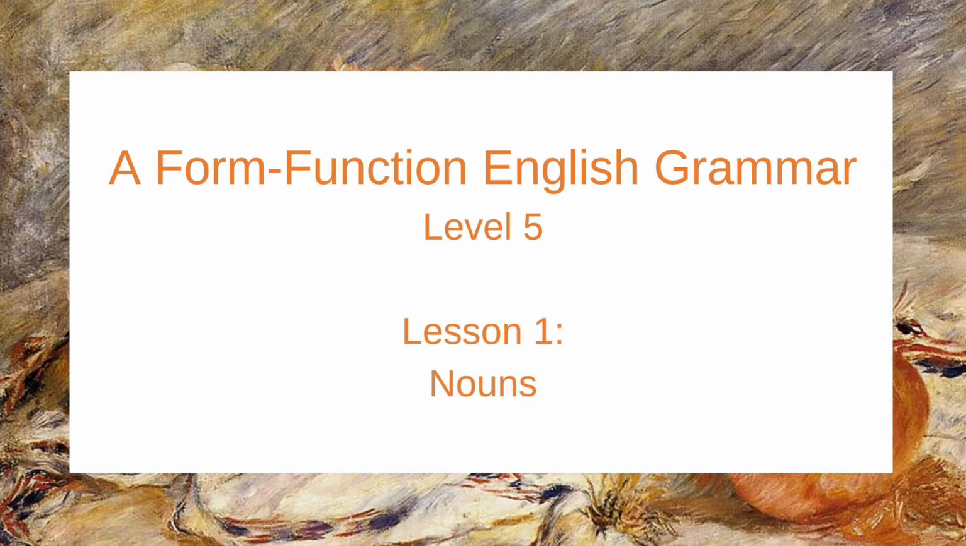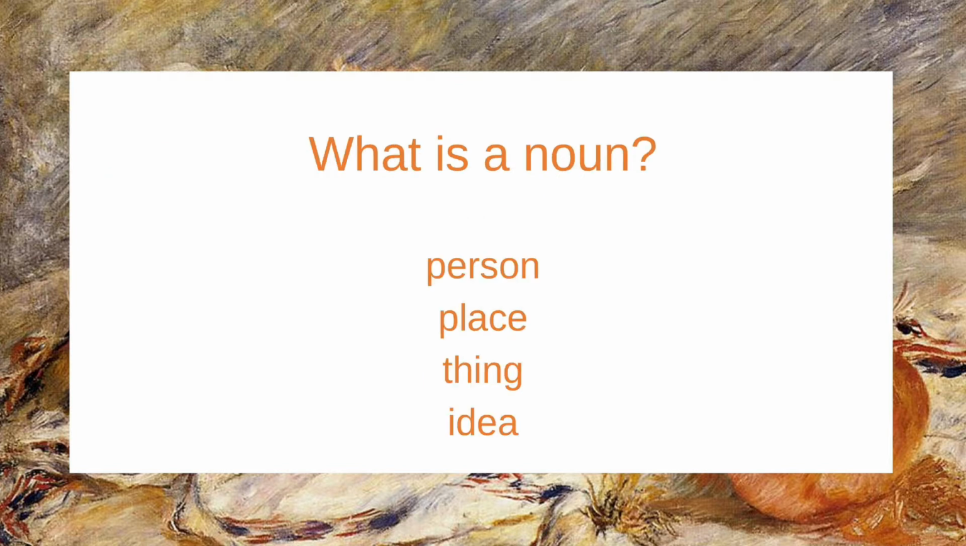A form-function English grammar, Level 5, Lesson 1, Nouns. What is a noun? Notional grammars define the noun as a word that names a person, place, thing, or idea.